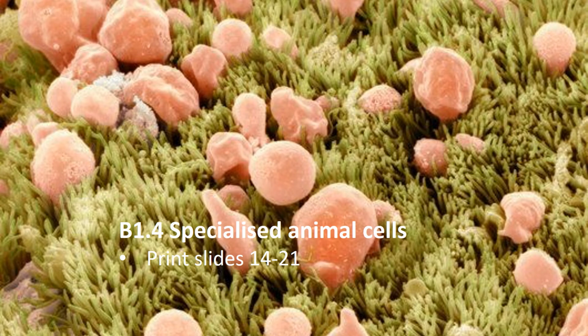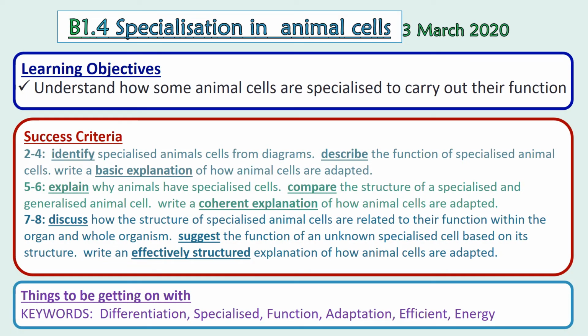Hello Year 9 and welcome to Specialised Animal Cells lesson. So this is lesson number 4. It's written there, B1, 4. So this is AQA paper 1. And we are going to be looking at how some animal cells are specialised to carry out their function. And we're going to look at the different cells.